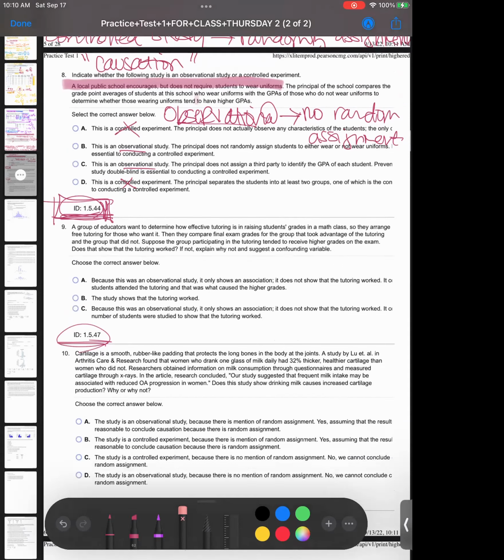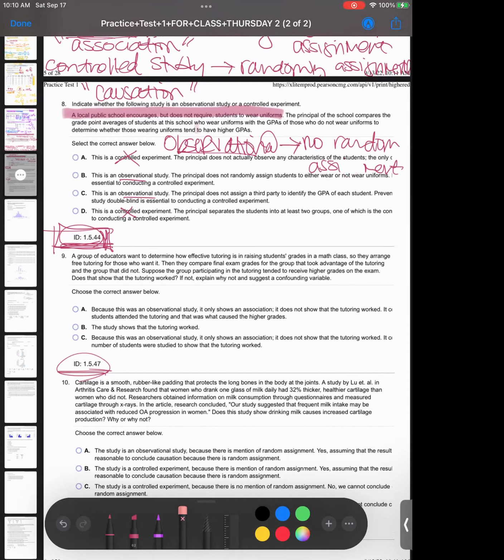The principal does not randomly assign students to wear or not wear uniforms, right? So we know that part. Does not assign a third party. This is different. That would be like something else. But what we're talking about is he doesn't randomly assign. So you're going to pick B for this one. Are we okay on that? Yep. Thank you. Okay, let's go down.